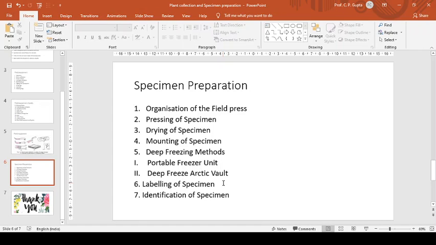And last comes the identification of the specimen. Finally, pressed, dried, and labeled specimens are identified with the help of appropriate floras, manuals, and monographs. A duplicate specimen is to be retained before sending a specimen to the specialist for identification.